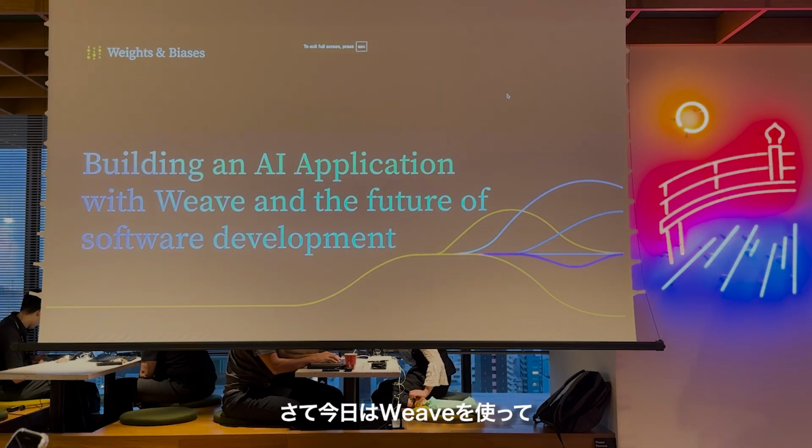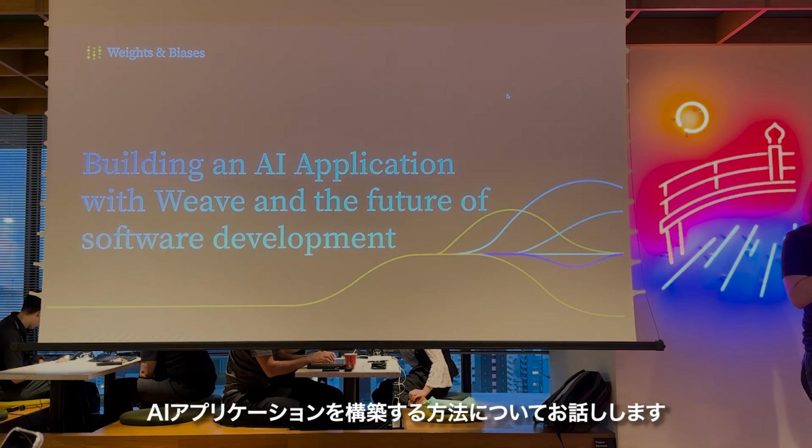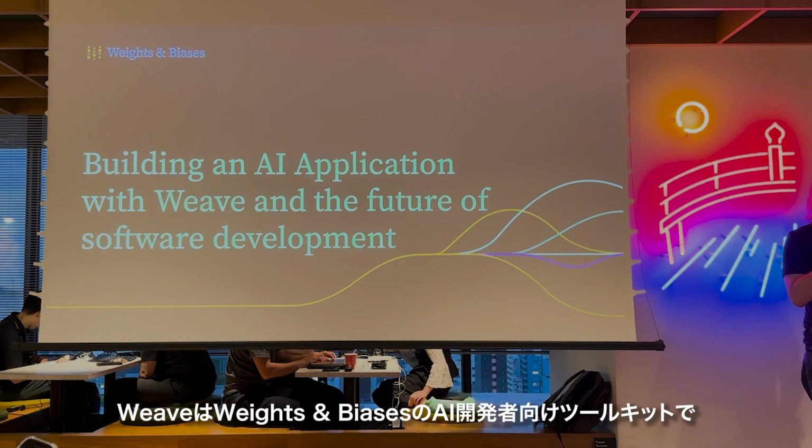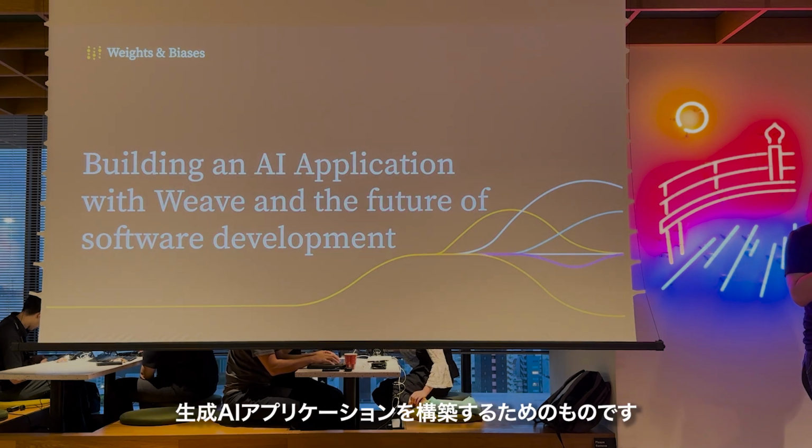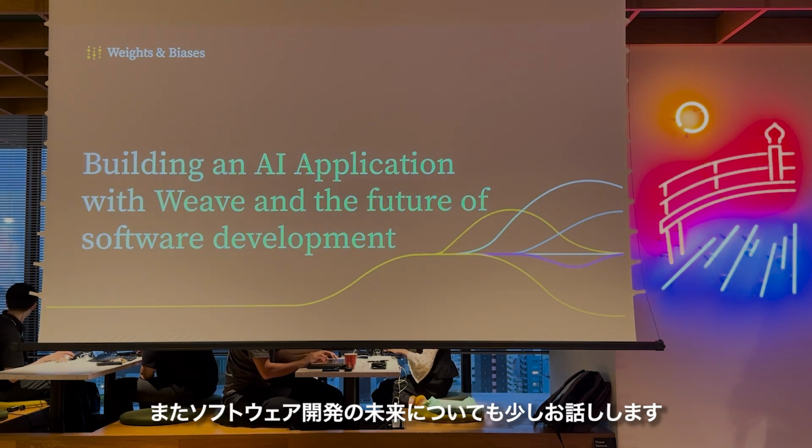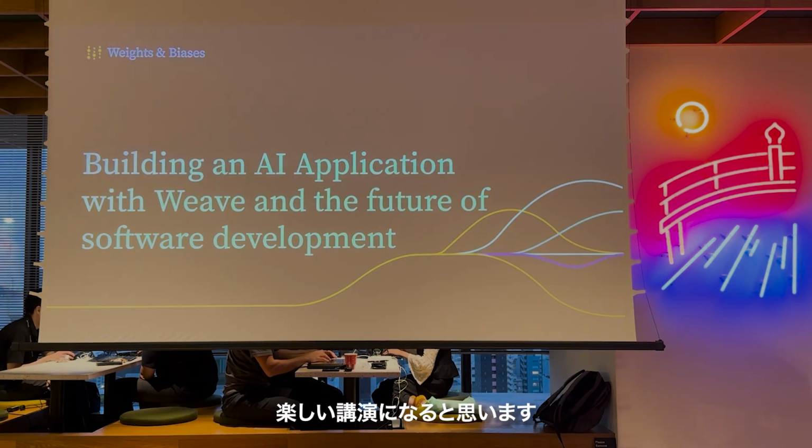Okay, so today I'm going to talk about building an AI application with Weave, which is Weights and Biases' AI developer toolkit for building Gen AI applications. And I'm also going to talk a little bit about the future of software development. So it should be a fun talk.